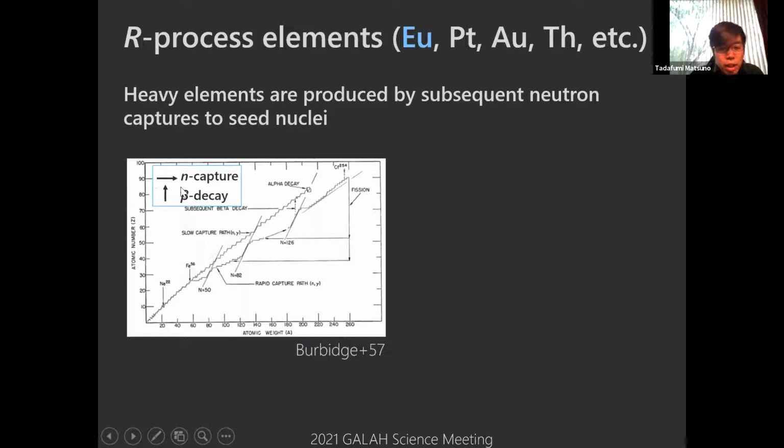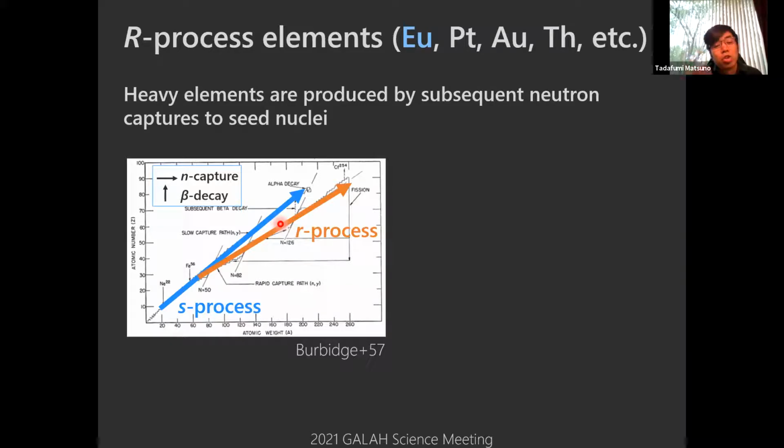In this figure, nuclei are plotted showing atomic number and atomic weight. And as you know, there's a valley of stability. If neutron capture reactions occur slowly, the reaction should proceed along this valley. But in some environments, the neutron flux can be so high that the timescale of neutron captures becomes much shorter than the timescale of the beta decay. In this case, the reaction should proceed near the neutron drip line.